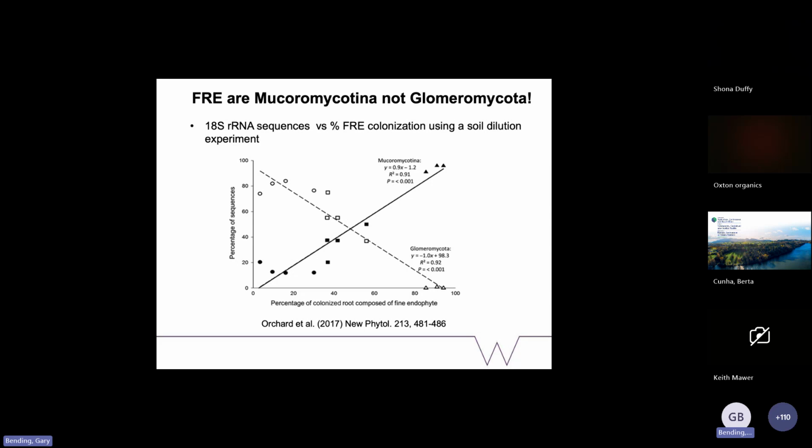And we found that as we increased the proportion of fine root endophyte morphology, we actually reduced the number of sequences that we had of Glomeromycota and increased the number of sequences that we had of this fungal group, Mucoromycotina. So really this was indicating that these fine root endophytes are not formed by Glomeromycota, they're formed by Mucoromycotina.